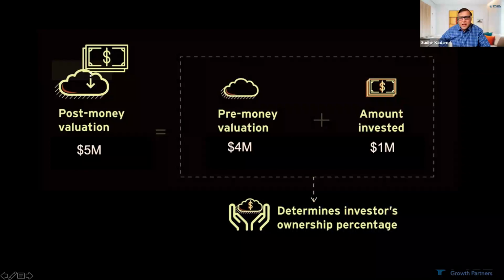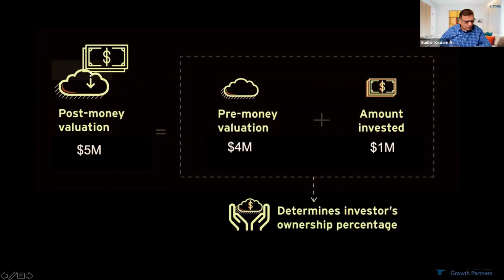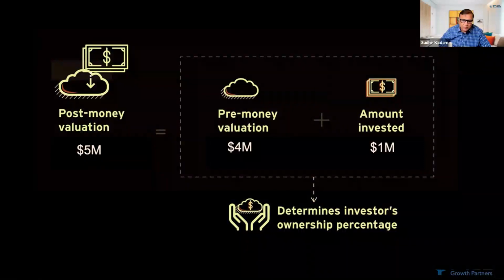Basically, I've seen this math error with a lot of people. They will say, my pre-money valuation is 4 million, and you will say, so how much equity will you give me? Oh, I'm raising 1 million, so I'll give you 25%. No, you will be giving him only 20%. What determines the investor's ownership percentage is the post-money valuation and not the pre-money valuation. So be careful with that when you talk about this.